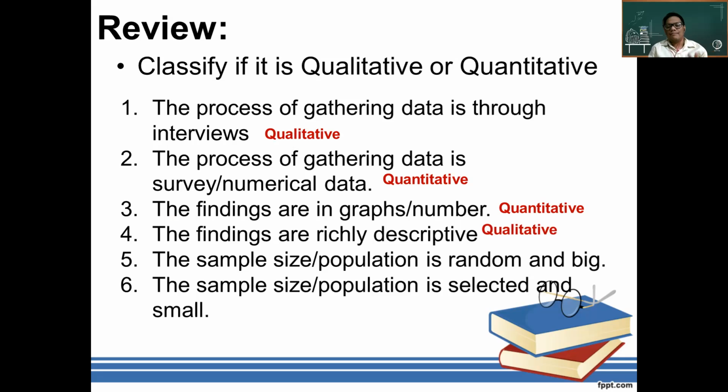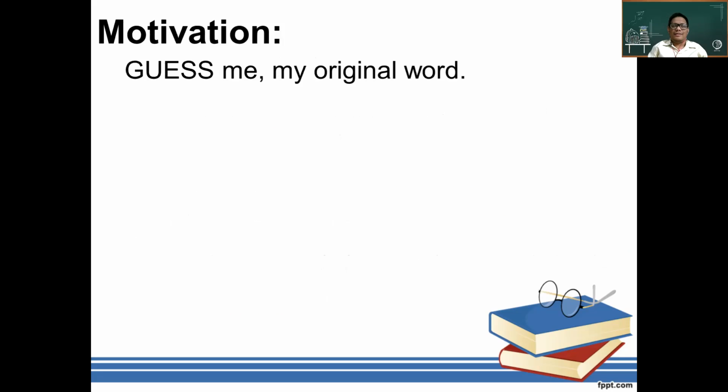Number 5, the sample size or population is random and big. So if you will research a certain barangay or the whole school, what type of research is it? Correct. It is quantitative research. But if your population is selected and small, like 1% or 2% per class, or 1% or 2% per year level, then that is a qualitative approach. See, you have already mastered the qualitative and the quantitative thing.